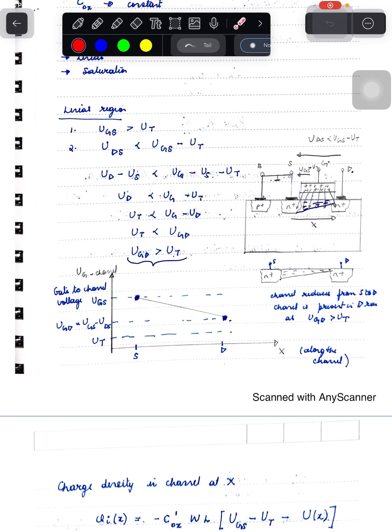Hence, there is a channel present near the drain, and obviously there is a channel present near the source, since the gate to source voltage is greater than the threshold voltage. So if you see this in a graph, this is the gate to source voltage at the source, and at the drain it is the gate to drain voltage, which is greater than the threshold voltage, but it is lesser than the gate to source voltage by VDS. Therefore, near the source we have a bigger channel, and near the drain we have a smaller channel, since the gate to drain voltage is lesser than the gate to source voltage.